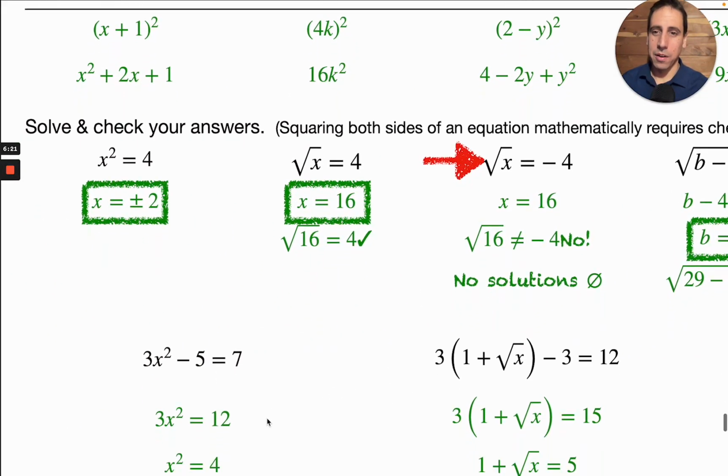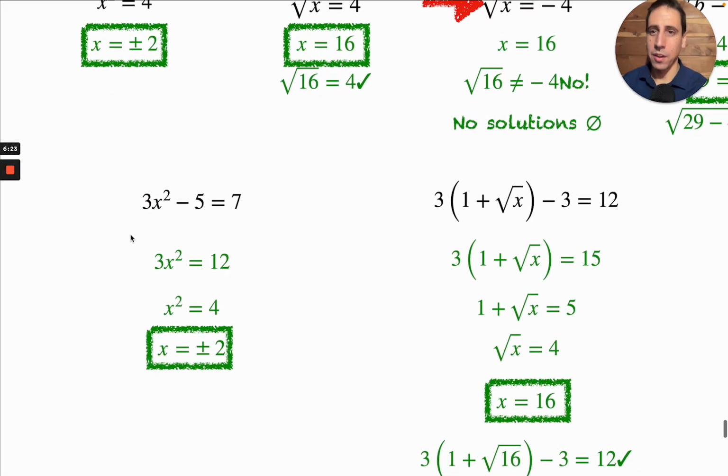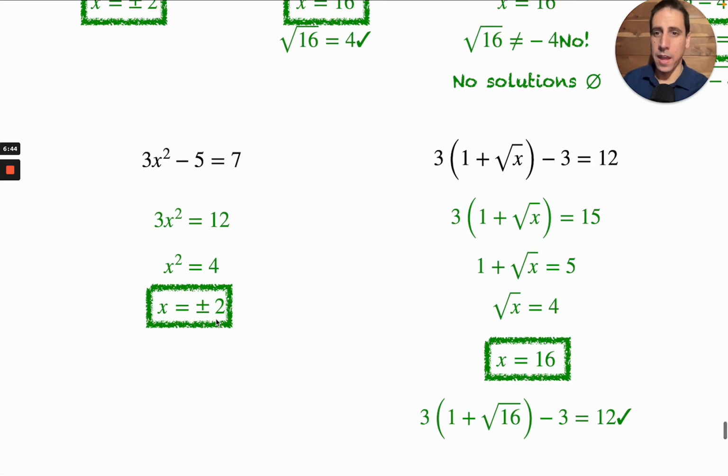All right, let's keep going. So here, we are not required to check our answers because we're not squaring both sides for anything. Okay. When we add 5, when we undo the subtraction, we get 12. Undo the multiplication here. Undo the square. By taking the square root of both sides, we have to remember the plus or minus 2. That both of these numbers will work here.